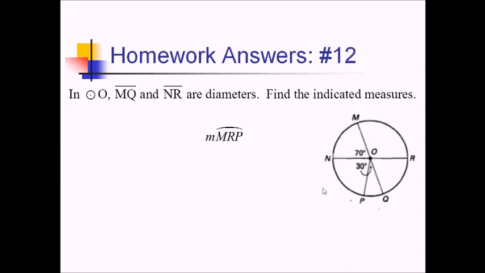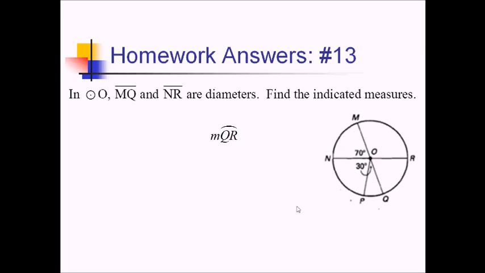For number 12, we're finding the measure of arc MRP, this big arc here. So we've already gone a whole semicircle by the time we get from M to Q. We just need to go another 30 degrees. So that'll be 180 plus 30 gives us 210 degrees.